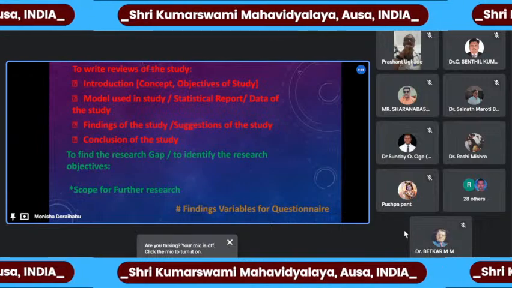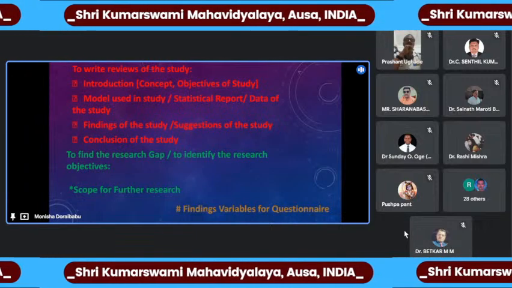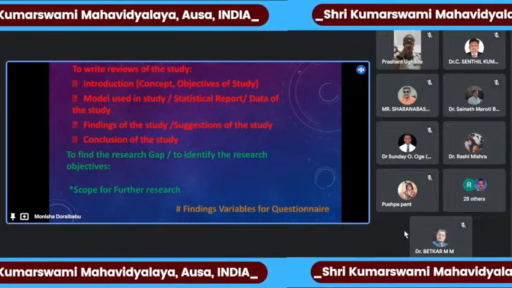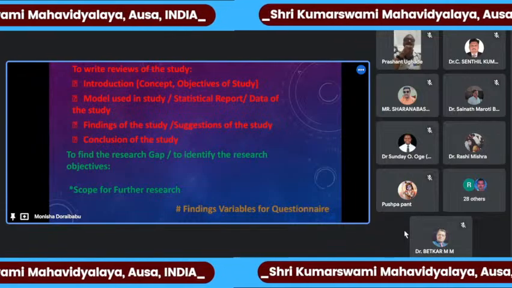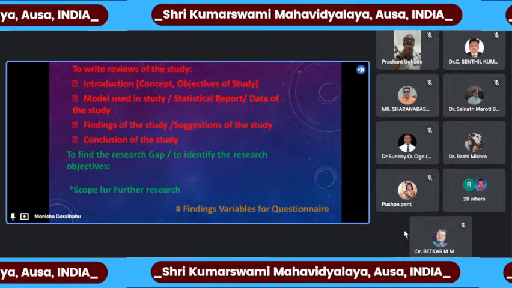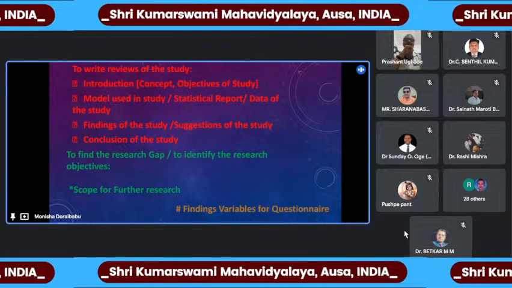Next, which model or statistical report they have used. Next, what they found out, and the suggestion and the conclusion of the previous study. This will be a crisp written review, and this is how we have to write it out.